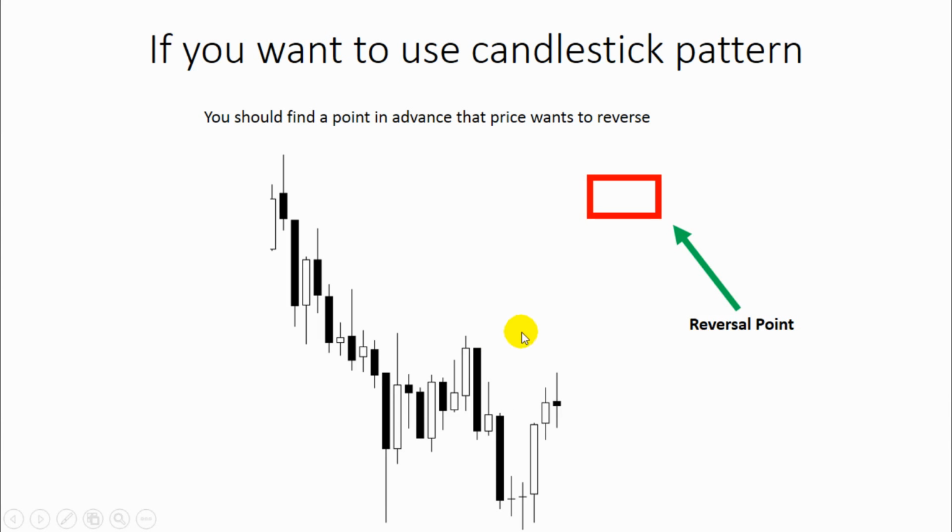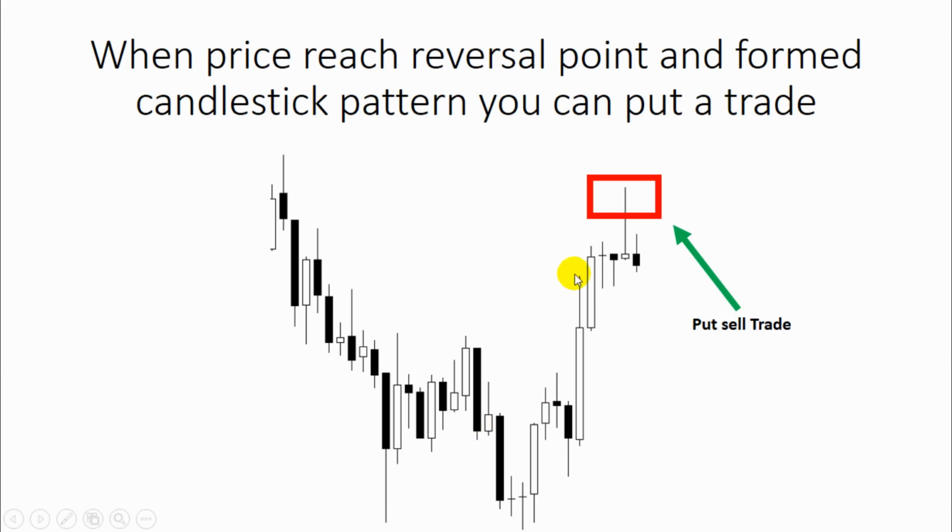If you want to use candlestick patterns, I don't have any issue with it, but you shouldn't use them solely. If you want to use candlestick patterns, you should find a point in advance where, for example, price wants to make a reversal. When price reaches there and makes the candlestick formation, you can put a trade. So you should find a reversal point in advance.